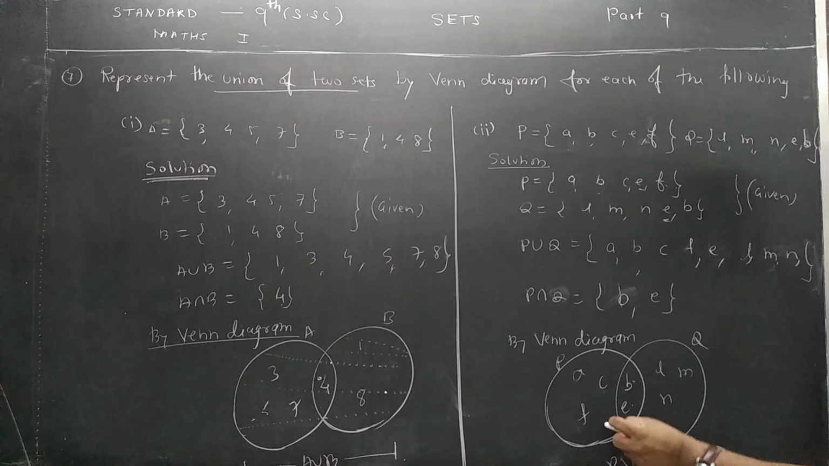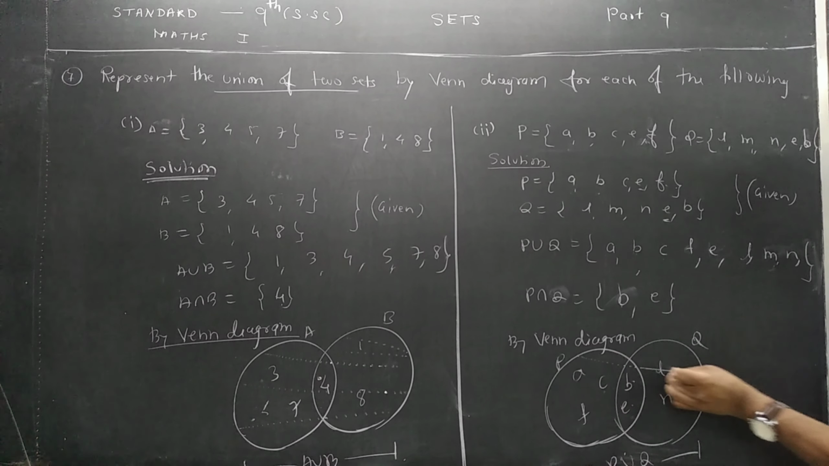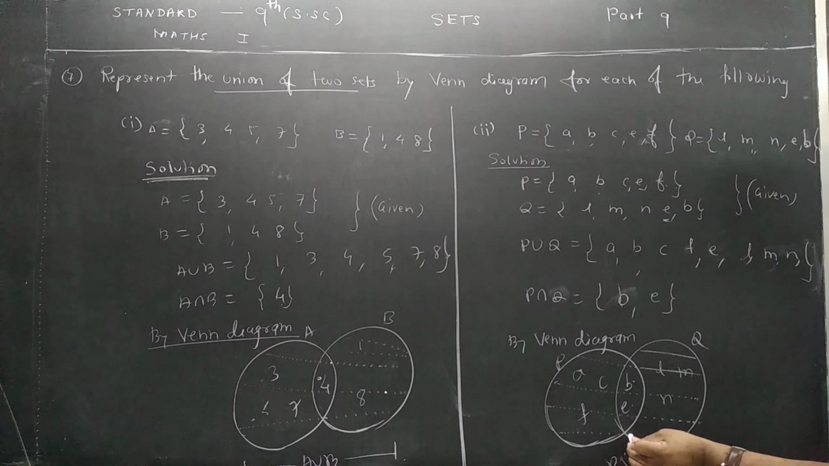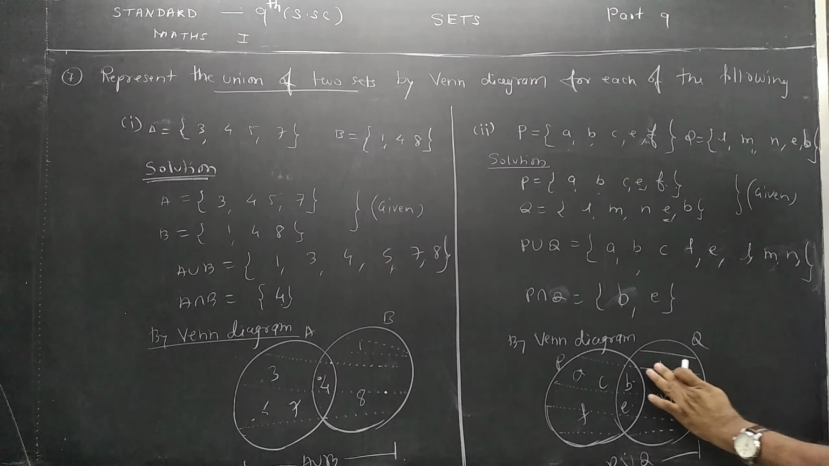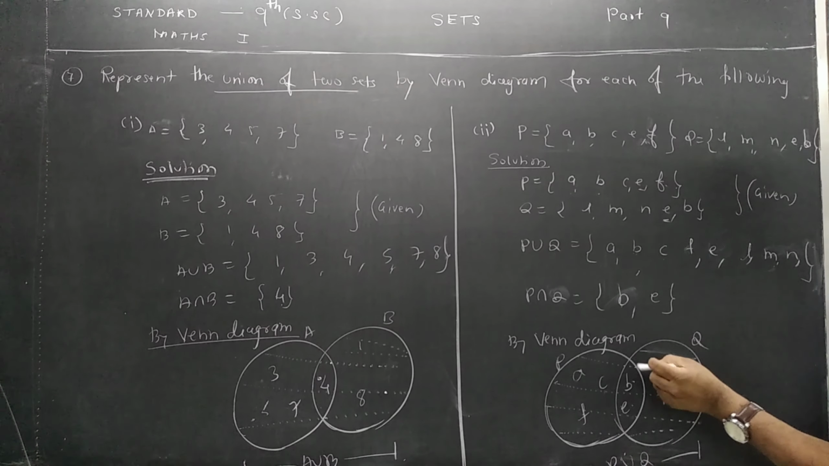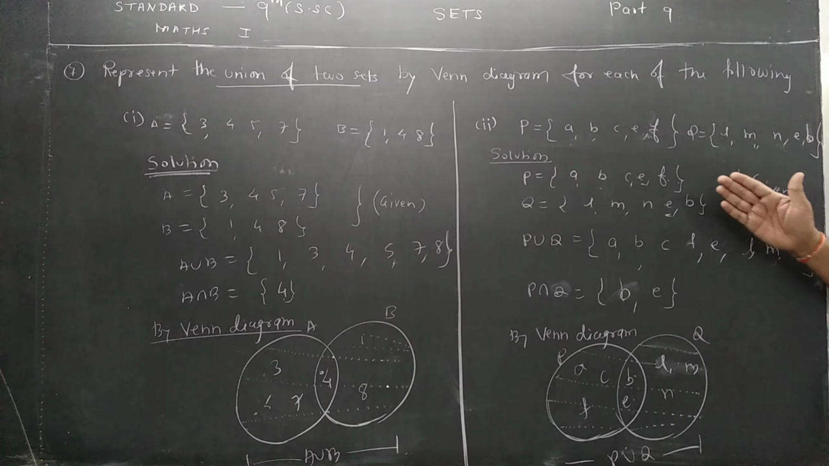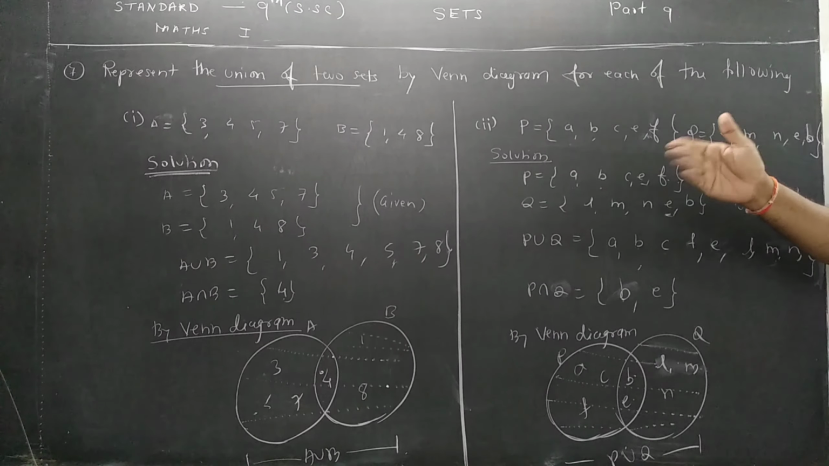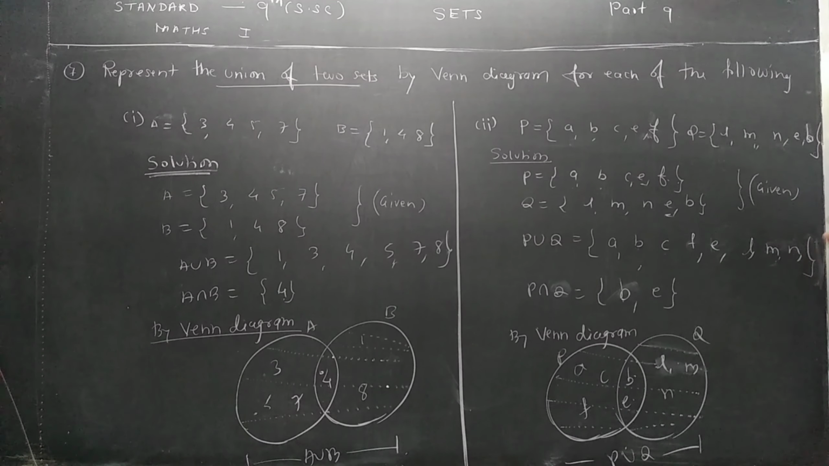P union Q. And you can show by dotted line. This will be your question. This is the answer for this. You can draw with a dotted line. This is the Venn diagram. Have you understood properly? Try to understand it properly and copy down by pausing your video.